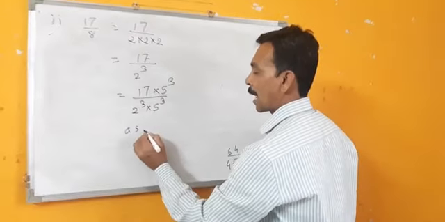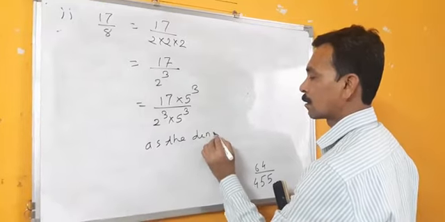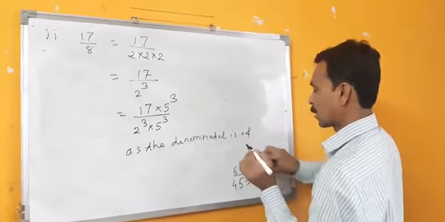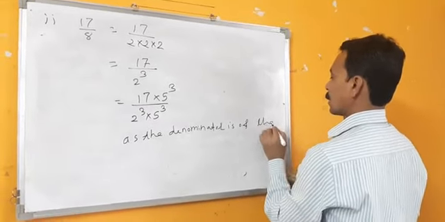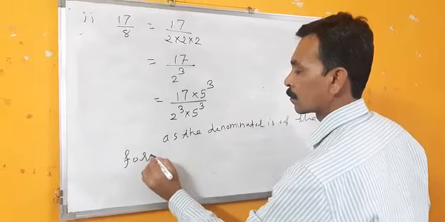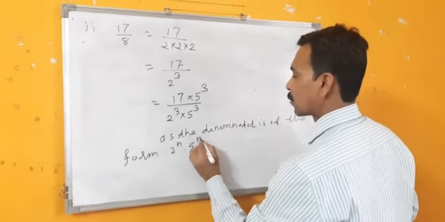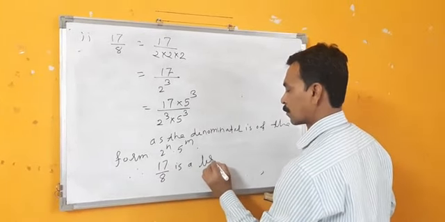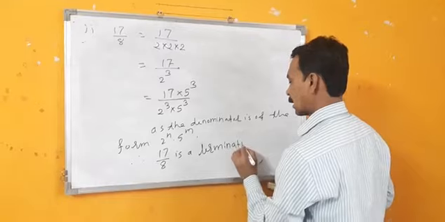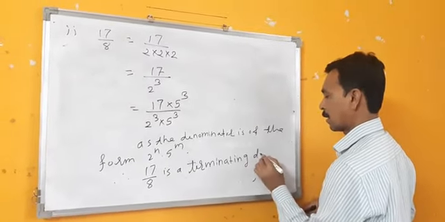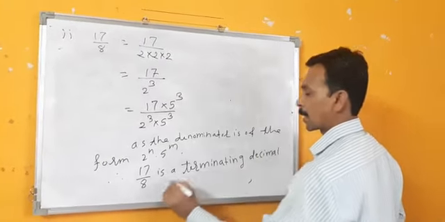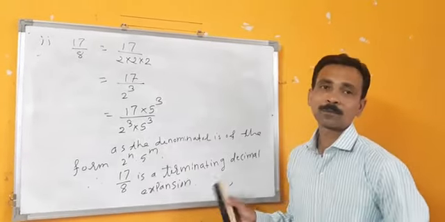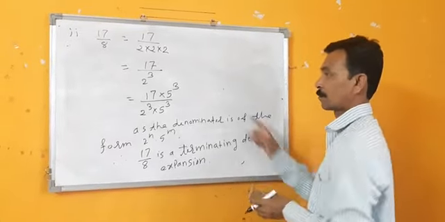Okay, then I'll write here: the denominator is of the form 2 raised to n into 5 raised to n. Therefore, 17 upon 8 is a terminating decimal expansion. Is it clear?